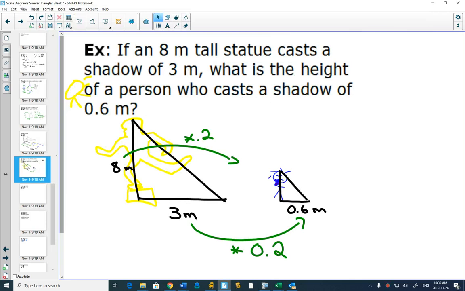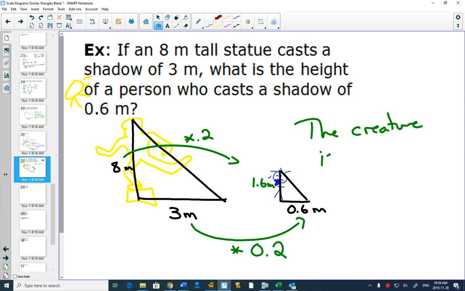Whoa. Whoa. Okay. So we can now say the creature, because we're not going to name any names, is 1.6 meters tall. That's awesome.